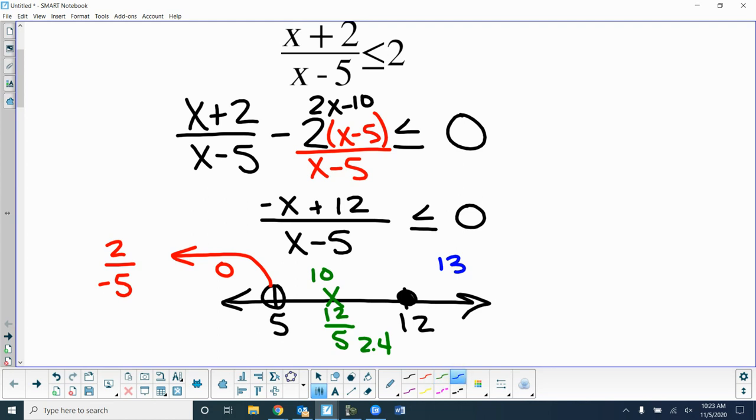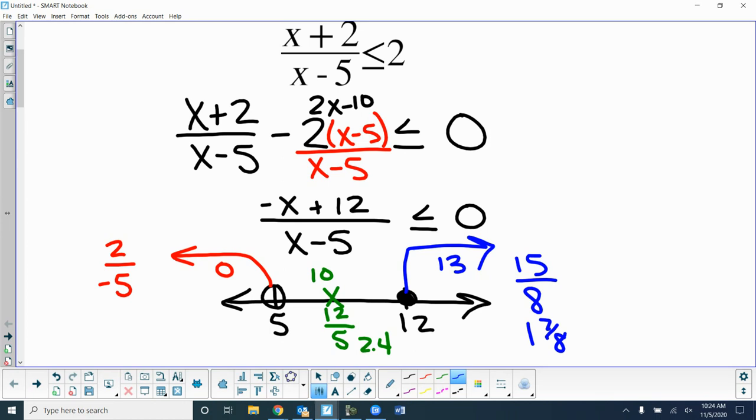And then for 13 plus 2, I get 15 for the numerator. And 13 minus 5 is 8. And that is 1 7/8. Is that less than or equal to 2? Yeah. So I would draw an arrow to the right of the 12 also. There's my graph. So I think some of you forgot you were supposed to pick a number from each section of the graph when you do the fraction ones, number 5, and the quadratic ones, number 4. That's how we have to figure out where to draw our arrows. Questions?